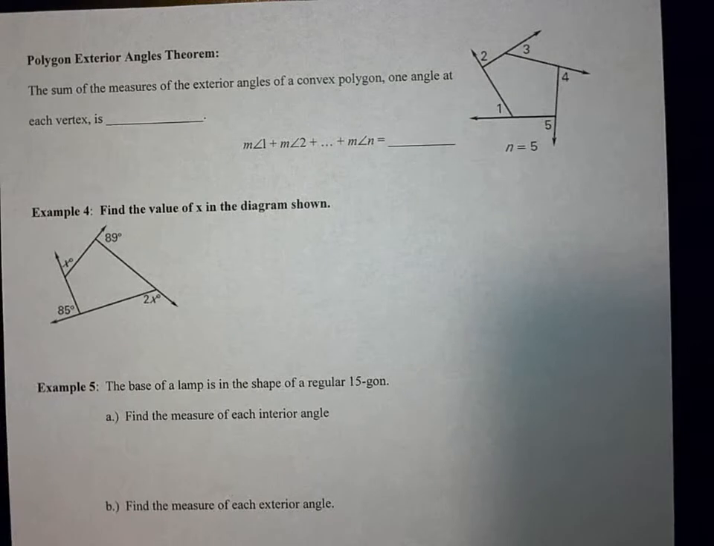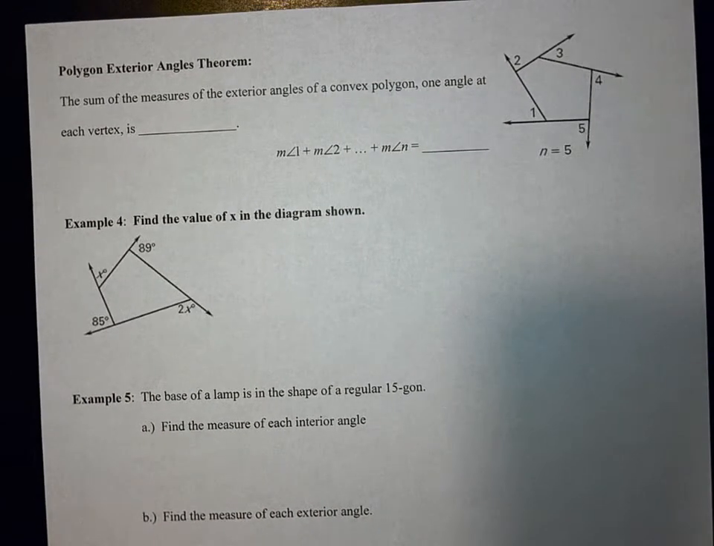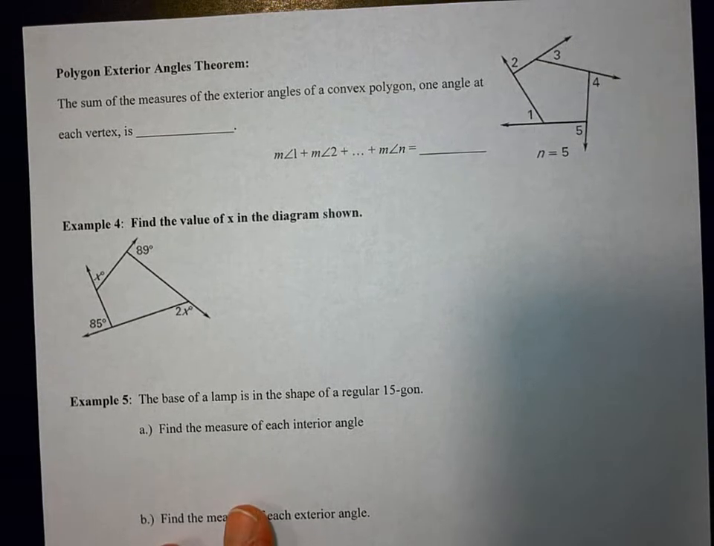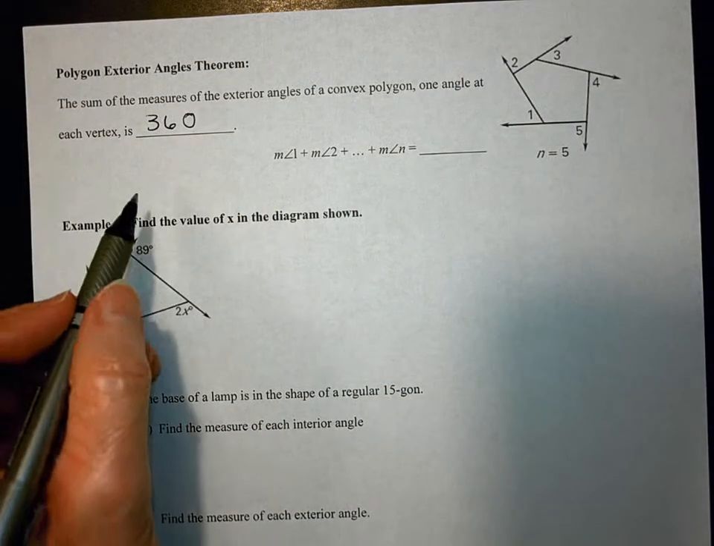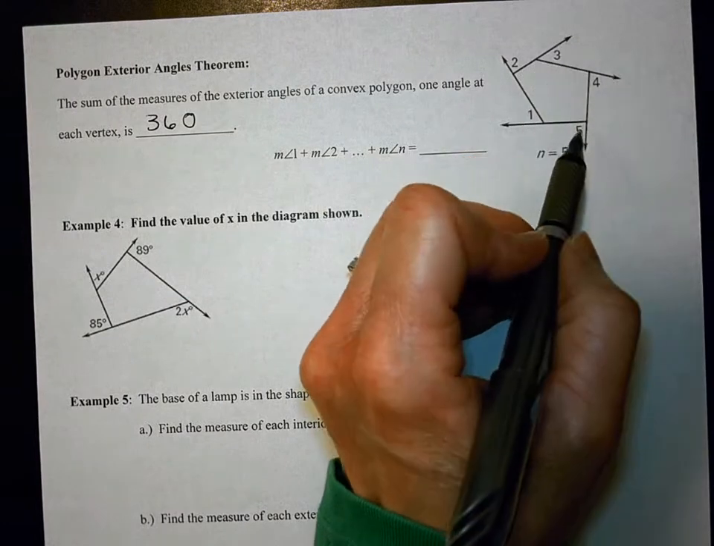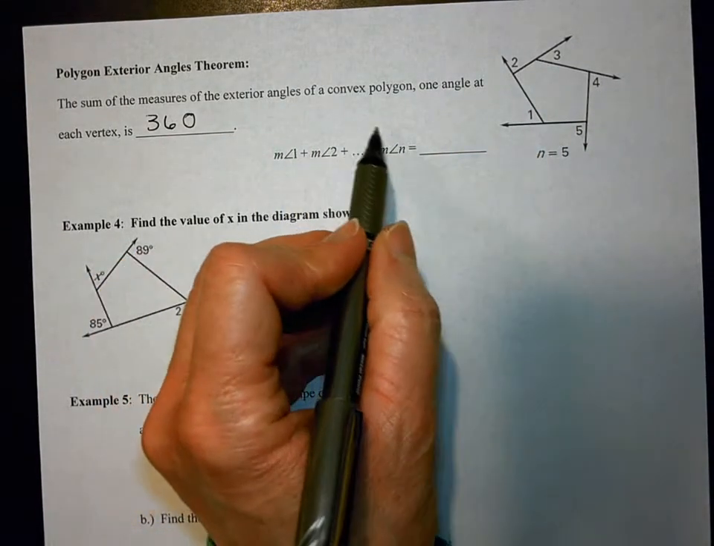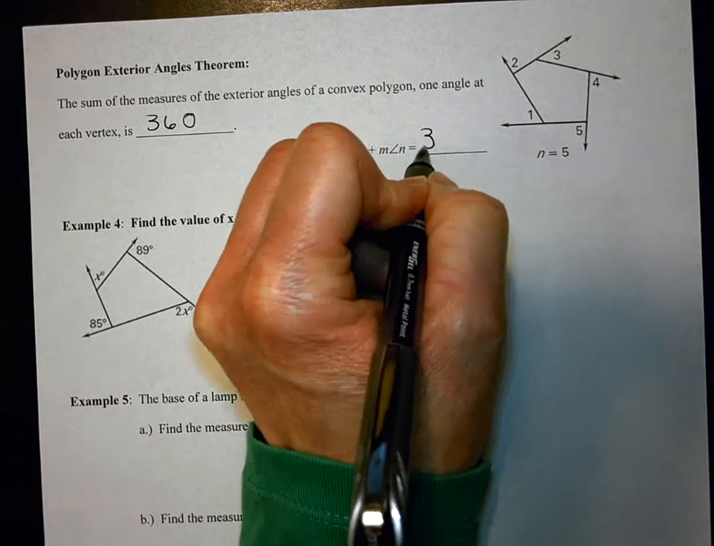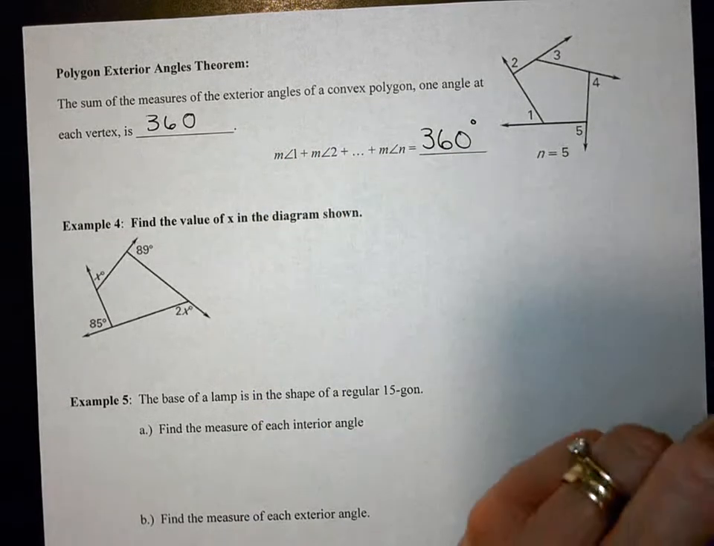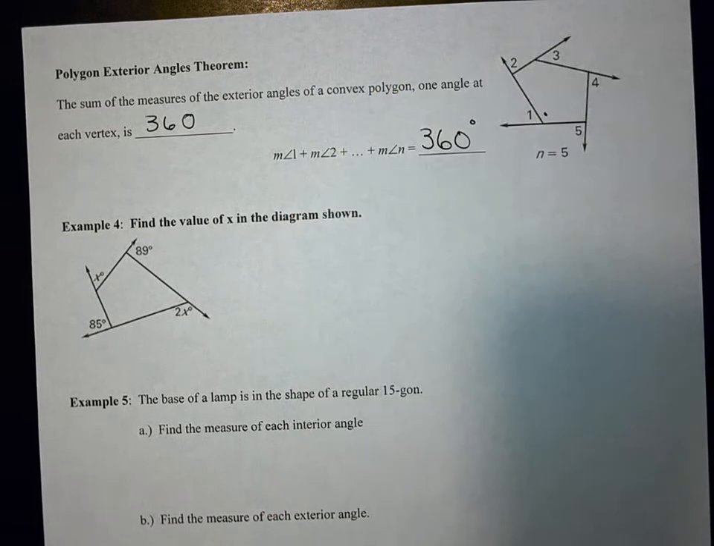Okay, we have something called the polygon exterior angle theorem. It says the sum of the measures of the exterior angles of a convex polygon, one angle at each vertex, always equals 360. So the outside angles of the figure, the 1, the 2, the 3, the 4, and the 5, always equal 360. So we just add up however many there are all the way to n. So if there's 4 sides, 5 sides, 6 sides, it doesn't matter. The outside has to equal 360, and it's always the angle that is supplementary to the inside angle.